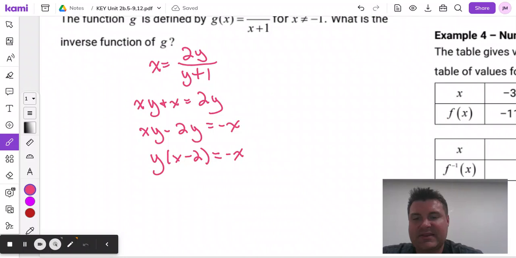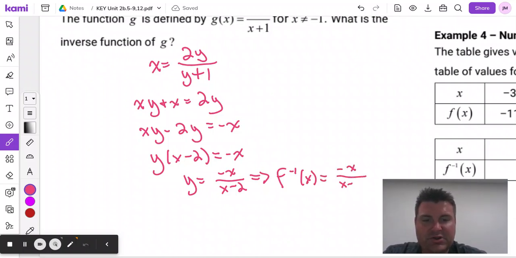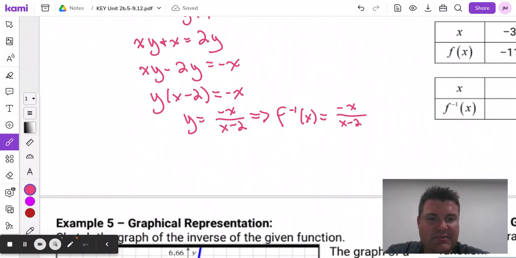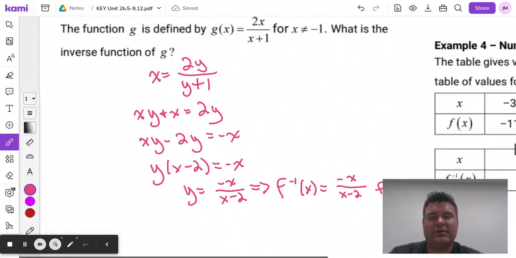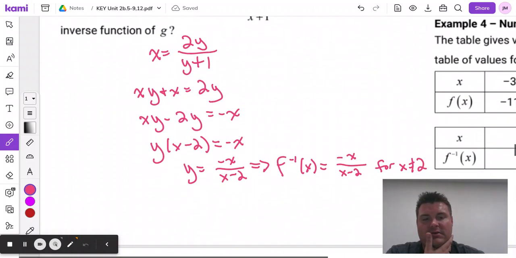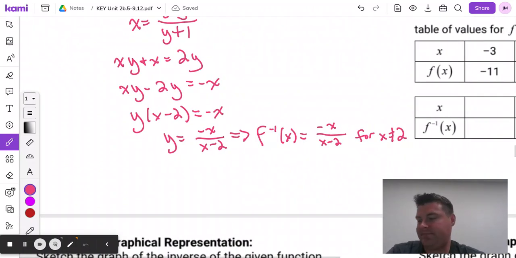And then from here, you can go ahead and divide by x minus 2. And there is a limitation here for this inverse. So let's go ahead and graduate this as an inverse. Our only restriction for the domain is that x cannot be 2. There is a restriction from the original here, where x cannot be negative 1, but our restriction for the inverse is that x cannot be 2.